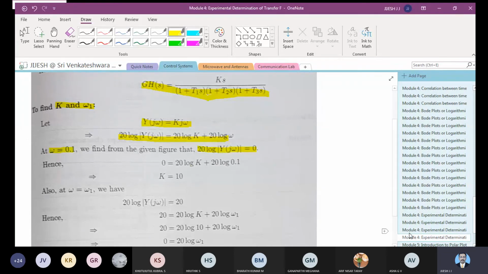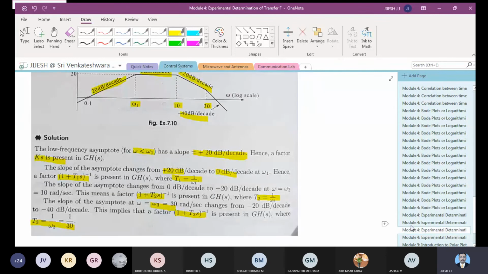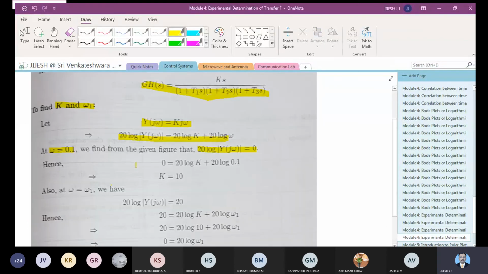So you need to go back to the figure, at omega value as 0.1. You know that the point is 0. So this point you have to take as 0. That's the reason I have taken omega is equal to 0.1. 20 log of this value should be equal to 0. This we are getting from the graph.